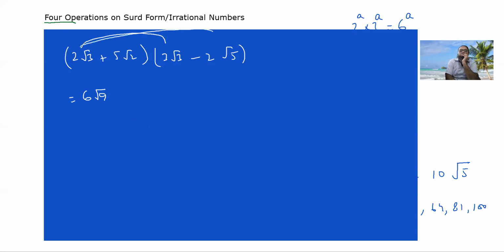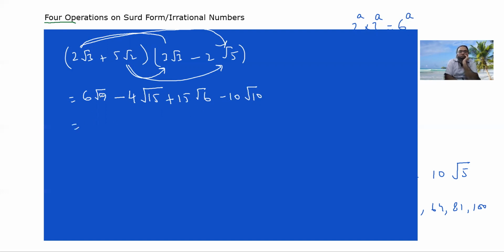And now this into this, what will you get? Minus 4√15. Yes. And this into this, plus 15√6. And this one, minus 10√10. This into this is going to be minus 10√10. So that's it. We can just write this as 18, and there is no more further simplification.